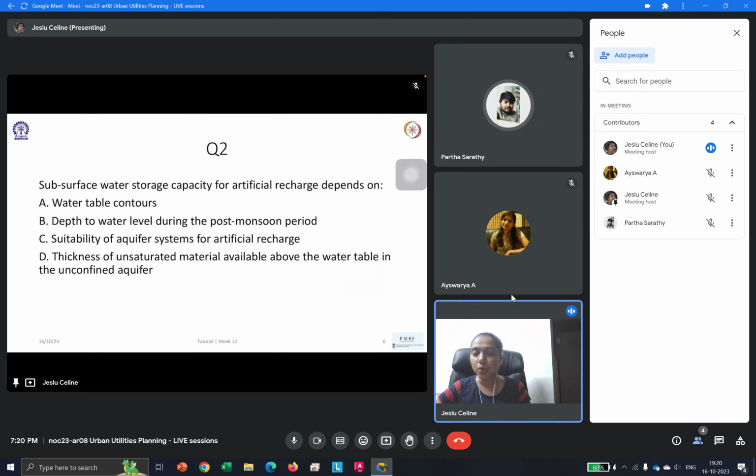So, question two: subsurface water storage capacity of artificial recharge depends on A, water table contours; B, depth to water level during the post-monsoon period; C, suitability of aquifer systems for artificial recharge; D, thickness of unsaturated material above the water table in the unconfined aquifer. Okay, so this is similar to the previous question. So let's see. Aishwarya, can you take this question up?